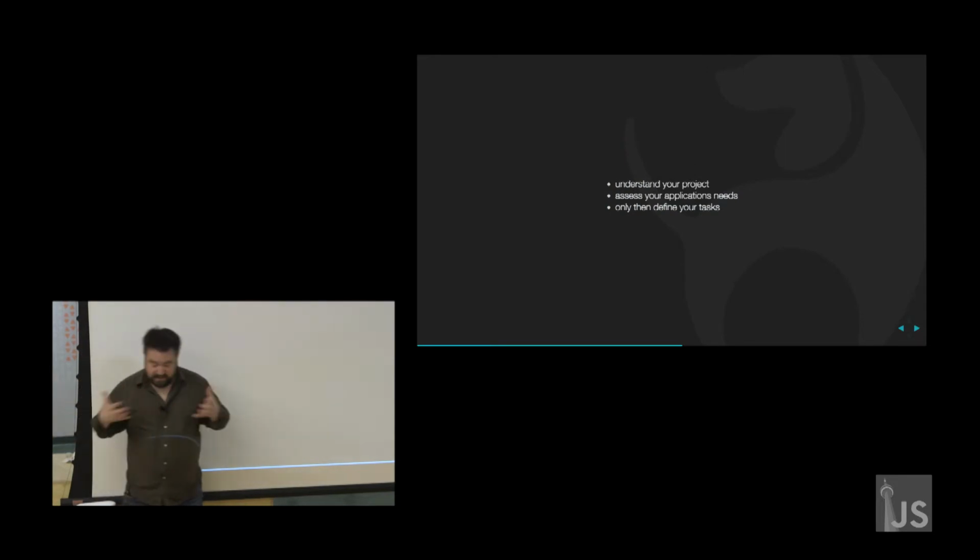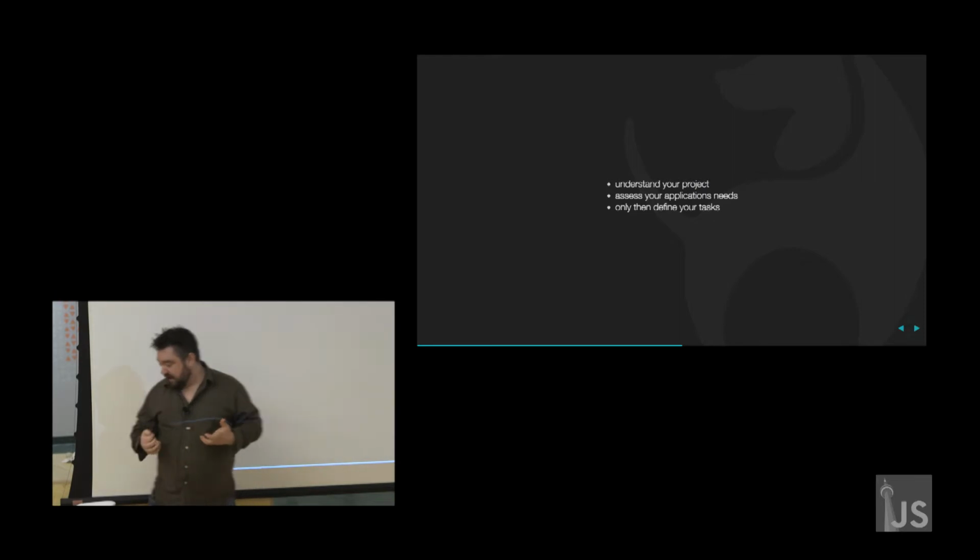So the key is to try to understand your project and assess what you actually need. Just because you can distribute something, just because you can do something in parallel, doesn't mean you should. And lastly, only then start to define your tasks, and define them in a way that you can change.